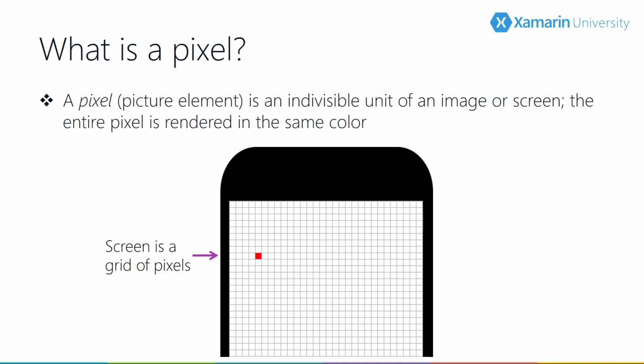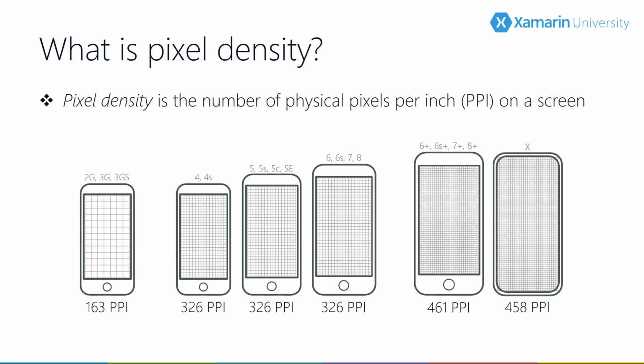You can think of a screen as a grid of pixels, and each pixel is rendered as the same color. So for example, here on the screen you can see we have one pixel that's red, and obviously these pixels are a little bit bigger than they actually would be, but this is the concept of a screen. Now this leads to a more important concept called pixel density. The pixel density is the number of physical pixels per inch on a device. So on the left hand side you can see we have the original iPhone and 3G to 3GS. That's about 163 pixels per inch.